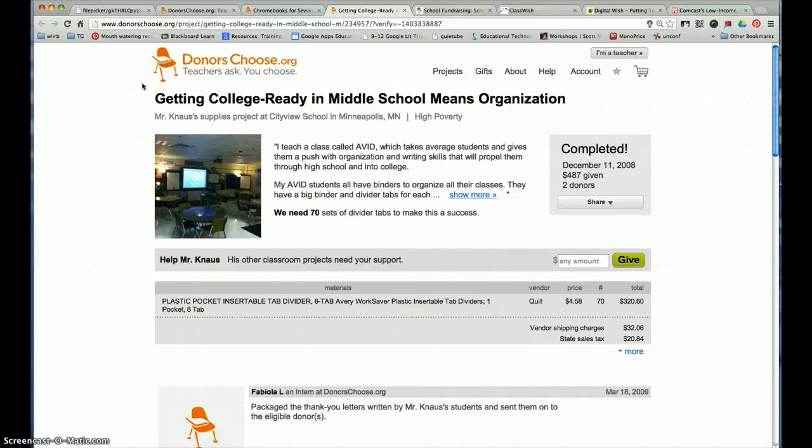Another project that Ben did didn't really have anything to do with technology at all. It was to help his students get binders and tabs and put together their notebooks. So that was a $300 project to help his kids, and that worked well for them, so that was good.